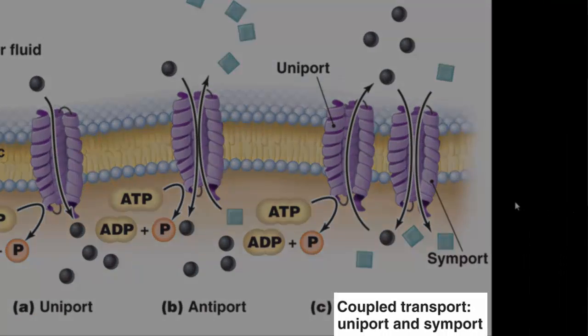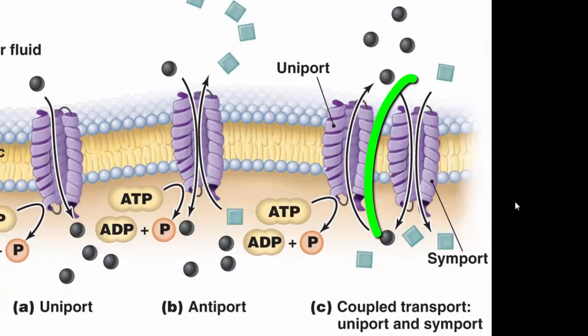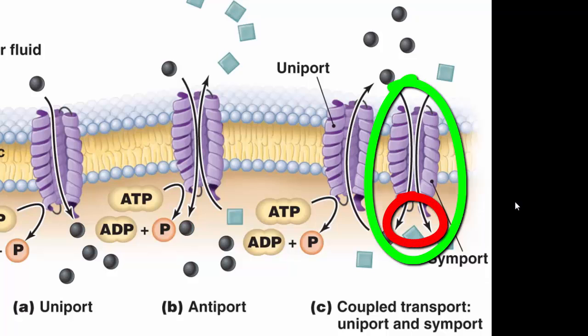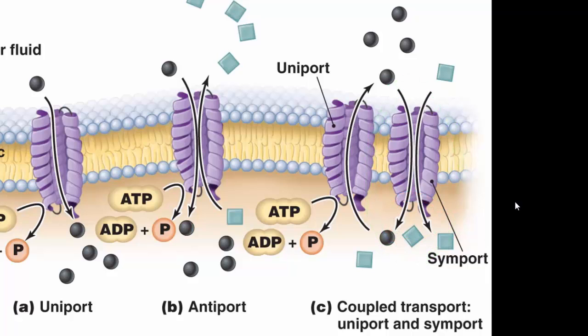Coupled transport usually has a symport and a uniport together. Symport transport proteins will transport two different molecules at the same time through the protein, but one of those is then transported back out almost immediately through a uniport using ATP. The symport moves the two molecules together in one direction, and we have to have the circle in order to get the square through, but we don't want to keep the circle in, and so we transport it back out against its concentration gradient.